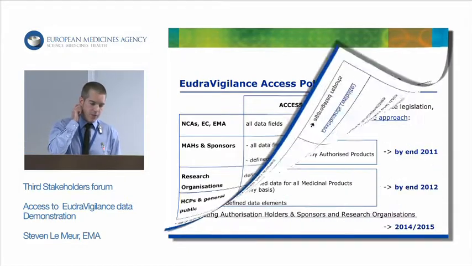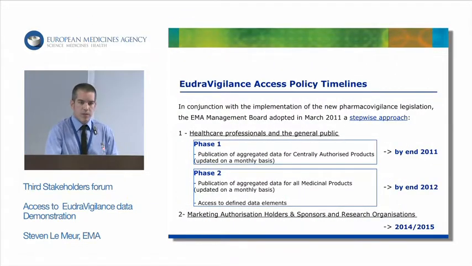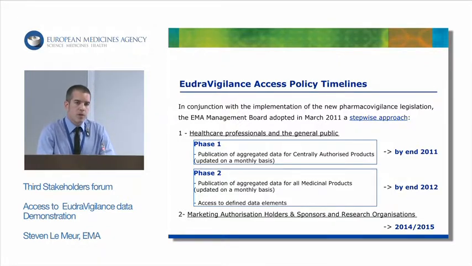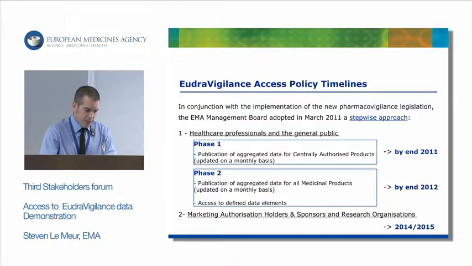Next slide, please. So that's done for the overview. Now in terms of timelines. In conjunction with the implementation of the new pharmacovigilance legislation, the EMA Management Board adopted in March 2011 a stepwise approach made of two steps. The first step is for healthcare professionals and the general public. The second one is for marketing authorization holders, sponsors, and research organizations.